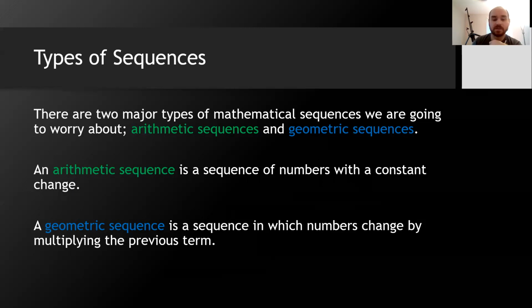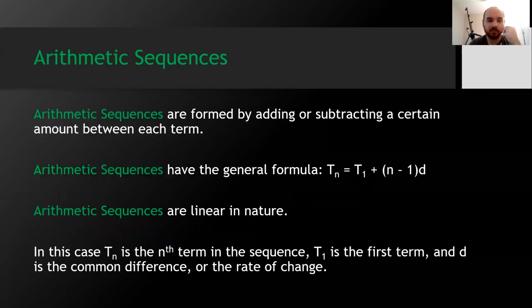but adding or subtracting to get to the next term, it's an arithmetic sequence. A geometric sequence is a sequence in which numbers change by multiplying the previous term. Now, sometimes it'll look like dividing, and you can think of it as multiplying or dividing if you want. Multiplying and dividing is the same as multiplying by a fraction, so whichever way you want to think about that is just fine. So we're going to focus in on arithmetic sequences for a little bit.